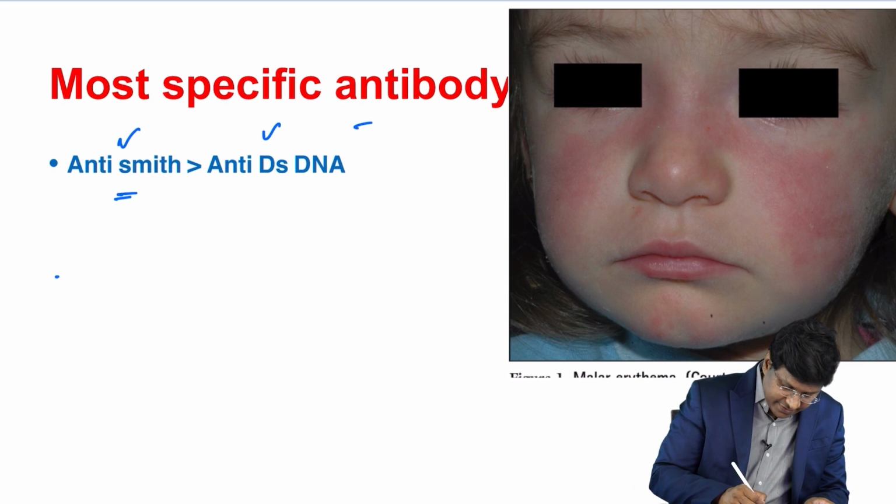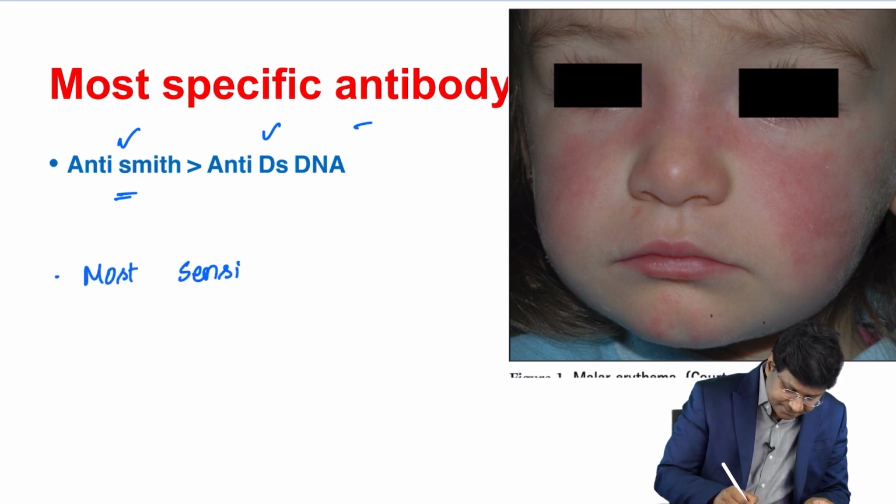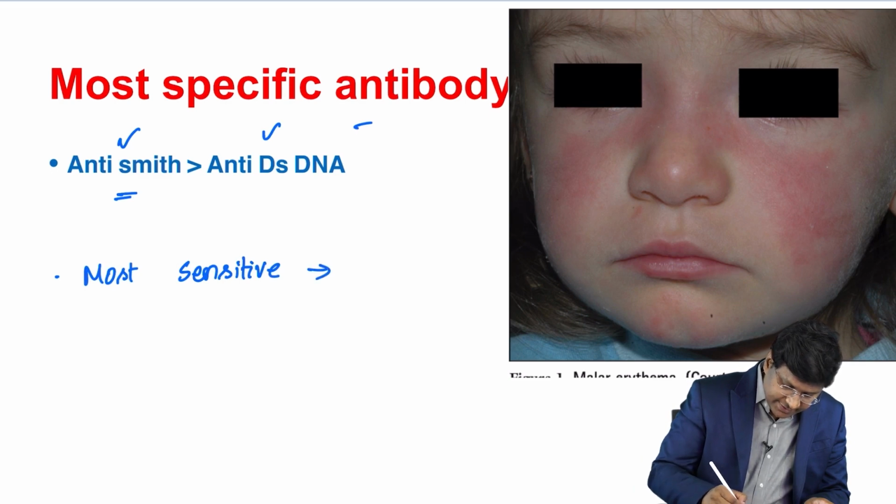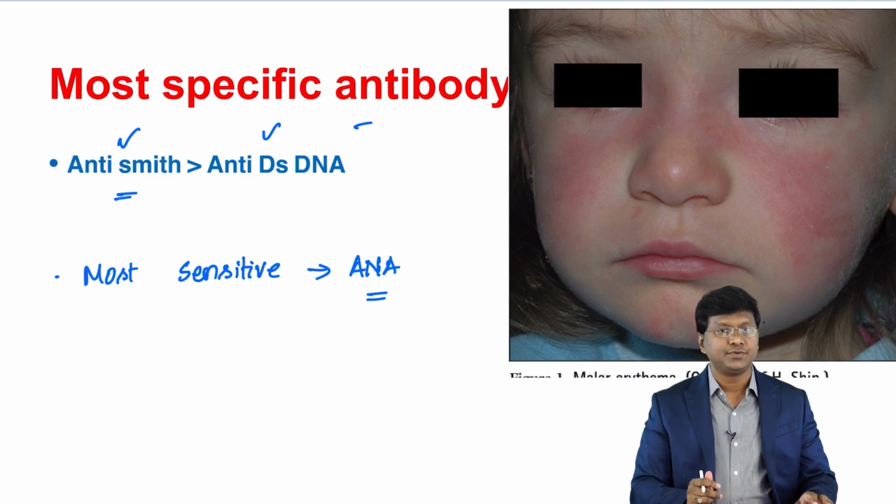For example, if the question asks for most sensitive, then the answer will be anti-nuclear antibody.